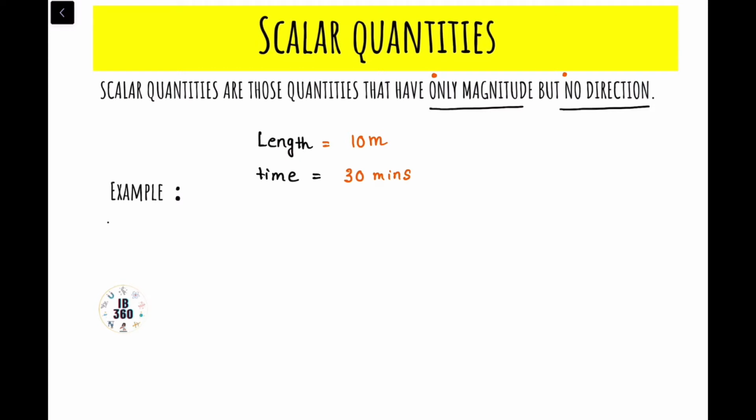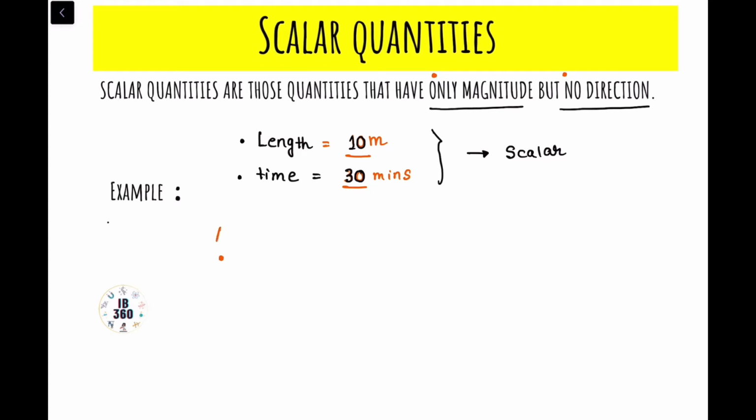See, in both of the cases, length and time, are we specifying any direction? No, we are not specifying north, south, east, west. We are not specifying direction, because they don't need direction. We are specifying the length of the track, suppose 10 meters, which is the magnitude. The amount of time left in the examination is 30 minutes, which is nothing but the magnitude. So we are specifying magnitude but not direction, which means these quantities will be your scalar quantities.